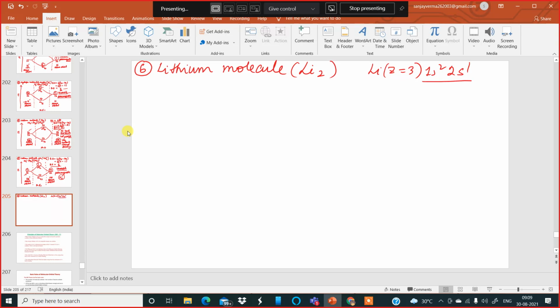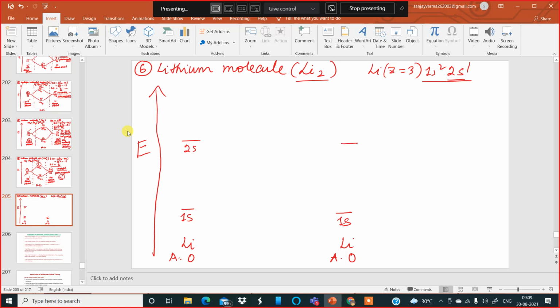Here we are using two orbitals, one is 1s and another is 2s, and we're using two lithium atoms. So let us draw the energy arrow at the left hand side, and take two lithium atoms, Li over here and another Li over here. These are the lithium atomic orbitals. Here I'll make 1s, here also 1s, and we also need 2s, so I'll make 2s and 2s.